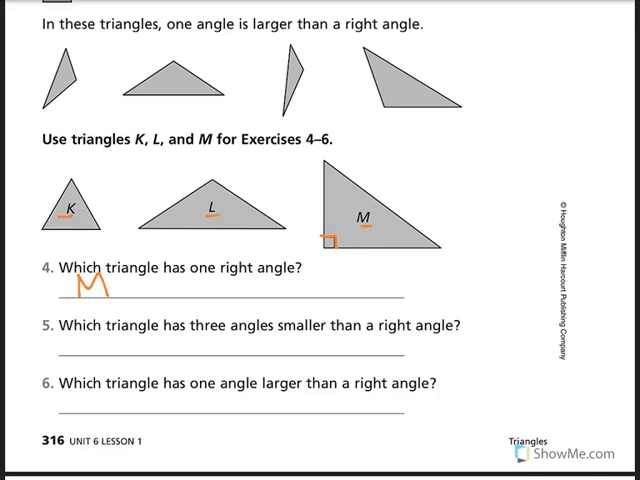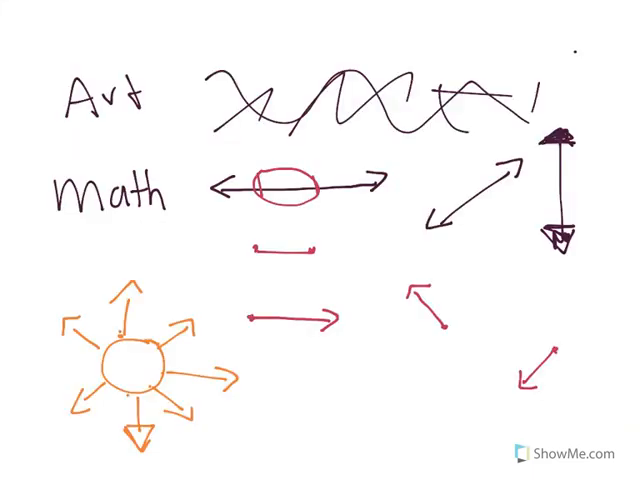Which triangle has all 3 angles smaller than a right angle? Well, I'm looking at this one. None of these are 90. If I look over here, this one is bigger than 90. This one's bigger than a right angle. So that's going to be K. And then which triangle has one angle larger than a right angle? Well, we talked about that already. It is L.